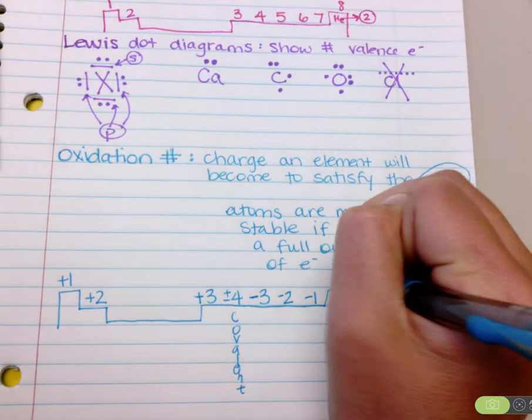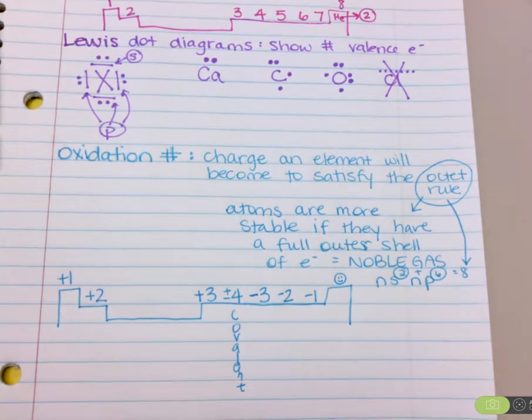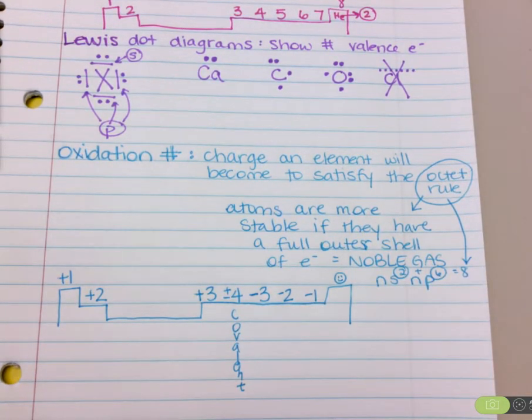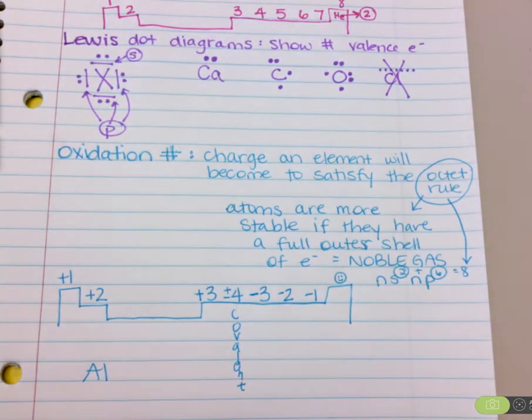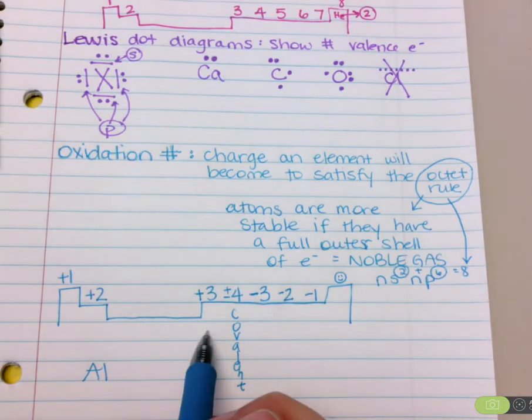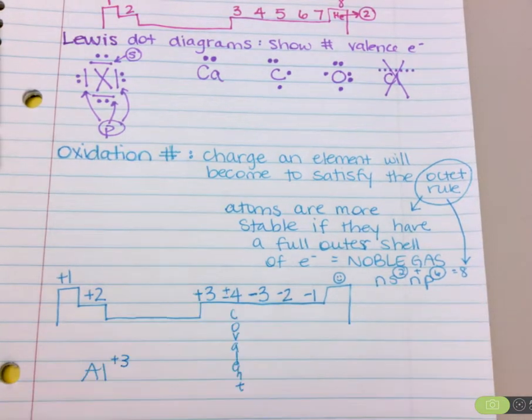And so I just feel like a little happy face. They're already happy just the way they are. So those are oxidation numbers. If I ask you, what's the oxidation number of aluminum? You can quickly look at the periodic table and say aluminum has a +3 oxidation number. It needed to lose 3 electrons to have a full outer shell and look like a noble gas.